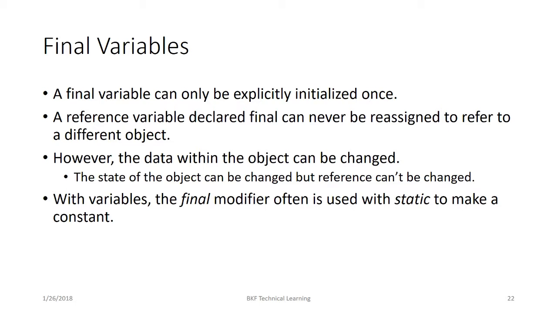Okay, now final variables. A final variable can only be explicitly initialized once. A reference variable declared final can never be reassigned to refer to a different object. However, the data within the object can be changed. The state of the object can be changed, but the reference cannot be changed. With variables, the final modifier often is used with static to make a constant. This we have already seen. We can use the final keyword with static in order to create constants.